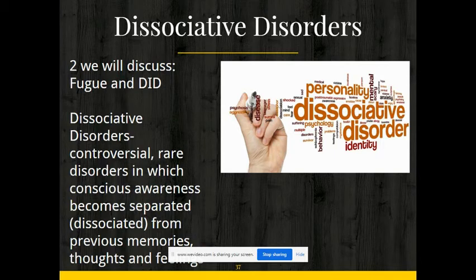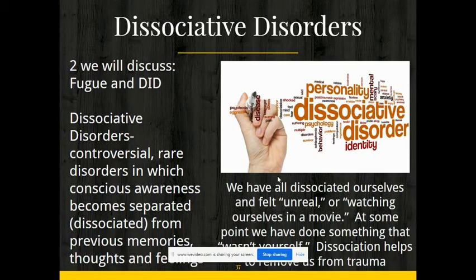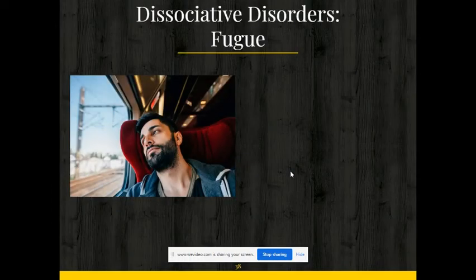They're controversial. They're rare, thankfully, in which someone's conscious awareness becomes separated, aka dissociated, from anything about their life, their previous memories, their thoughts, their feelings. We've all felt dissociation from time to time, like you're watching yourself, like what's going on, this feels unreal. But someone with this psychological disorder lives like that, which is pretty kind of crazy. A lot of times this develops from trauma. Maybe the person tried to dissociate themselves, pull themselves out of the trauma so they didn't feel like it was them that was being abused or something. Usually all of these dissociatives go back to some type of trauma abuse.